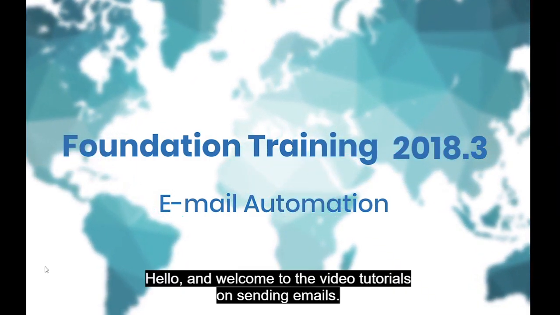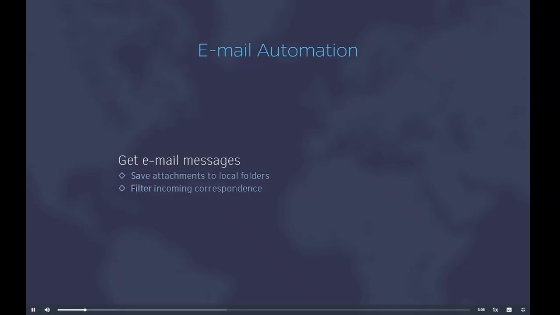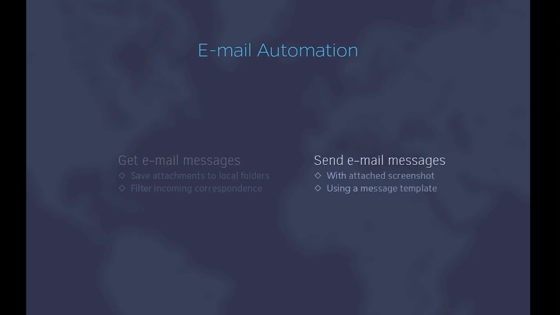Hello and welcome to the video tutorials on sending emails. In the following example, we'll build a workflow that sends out a standard notification when business process exceptions occur. The email will contain a desktop screenshot taken when the exception appeared and a message defined in a template file.